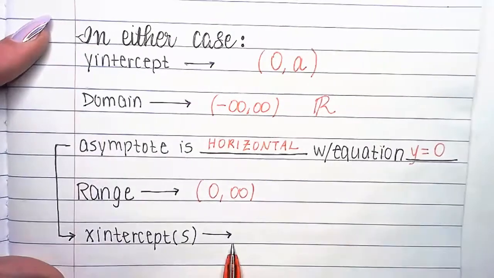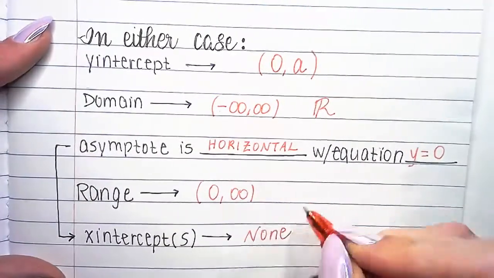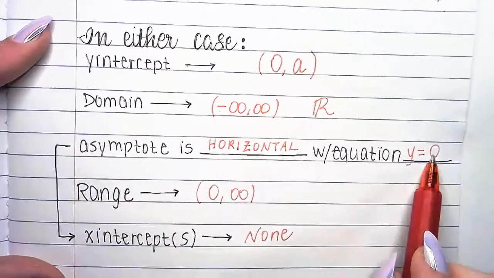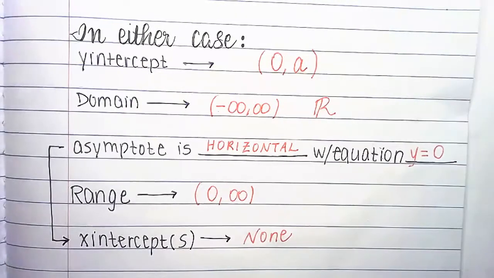And as for the x-intercept or intercepts, there are none. Because of the asymptote being on the x-axis, there are no x-intercepts for this type of example.